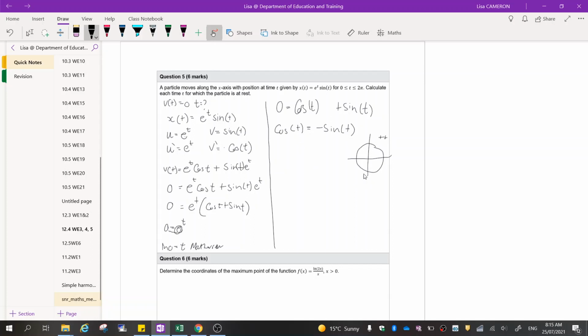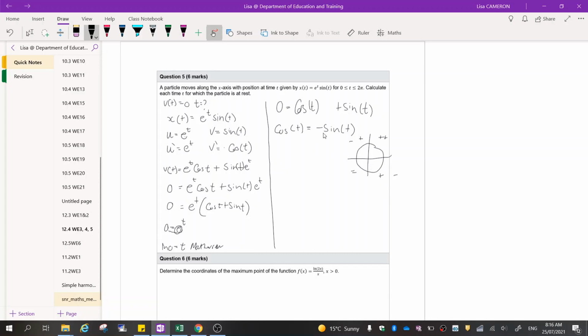This one, they're both positive. This one, they're both negative, so that's not it. Here, cos is negative, sine is positive. Down here, cos is going to be positive and sine will be negative. So that's the quadrant that we're going to be looking for.